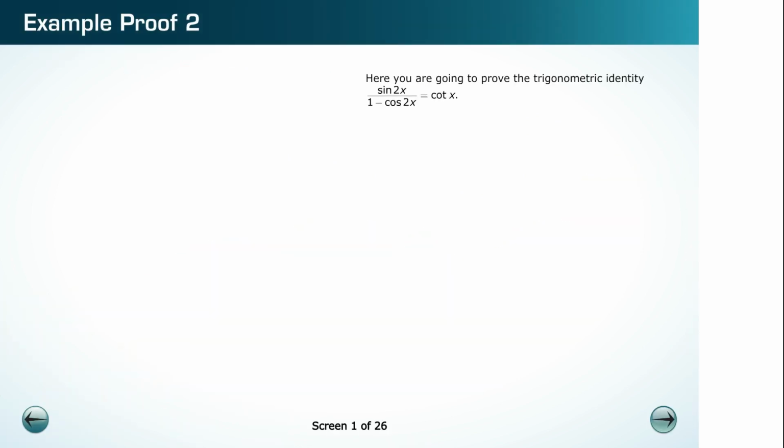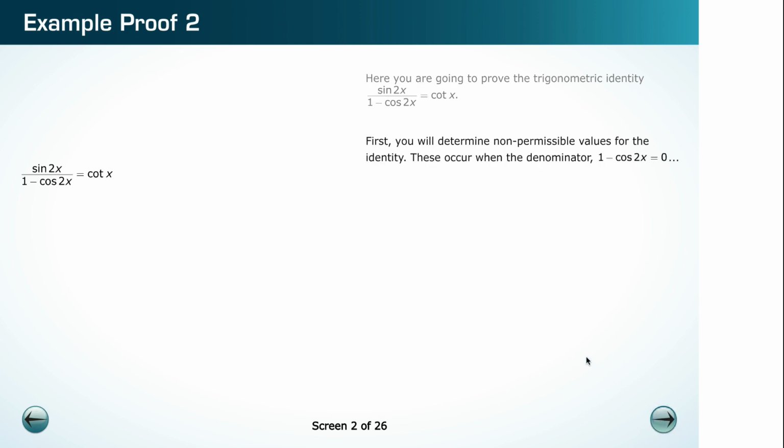Here you are going to prove the trigonometric identity, the sine of 2x divided by 1 minus the cosine of 2x is equal to the cotangent of x. First, you will need to determine non-permissible values for the identity. These occur when the denominator, 1 minus the cosine of 2x, is equal to 0, or when the cotangent of x is undefined.